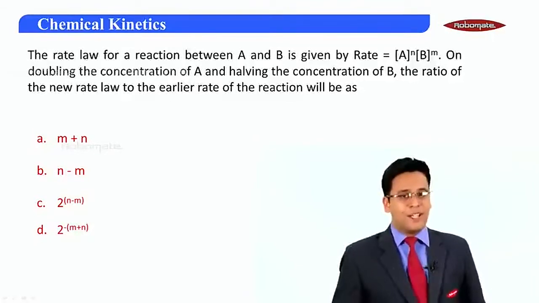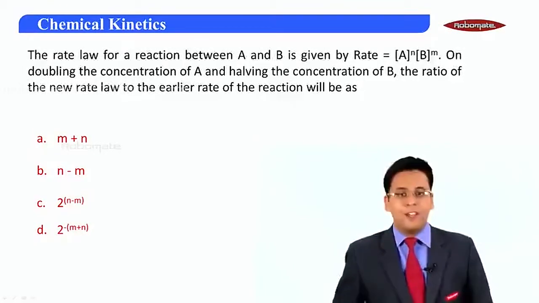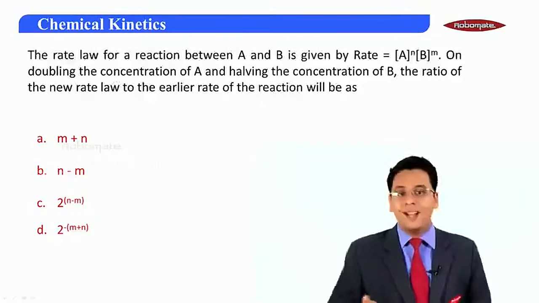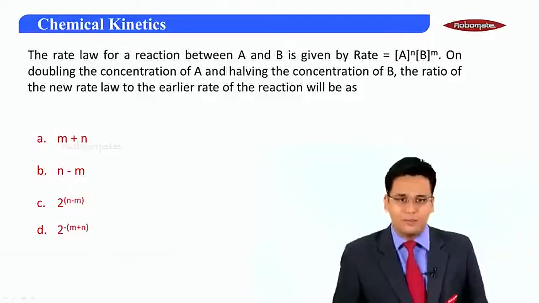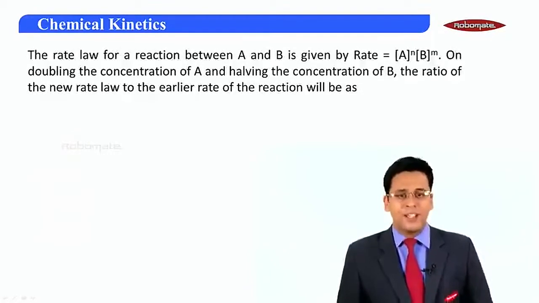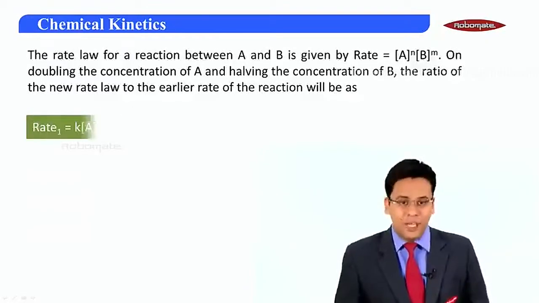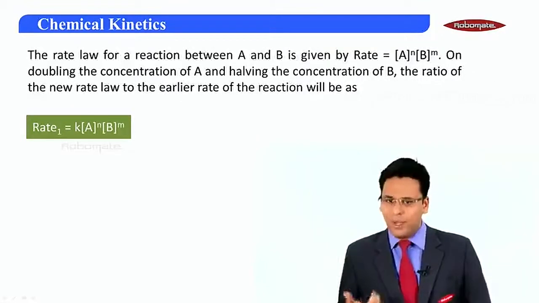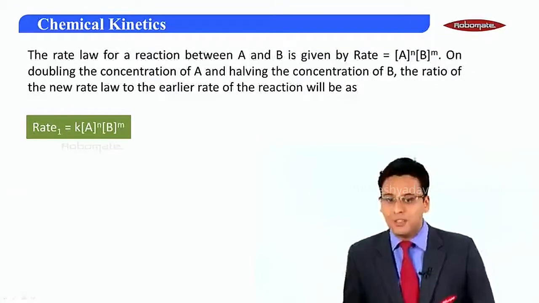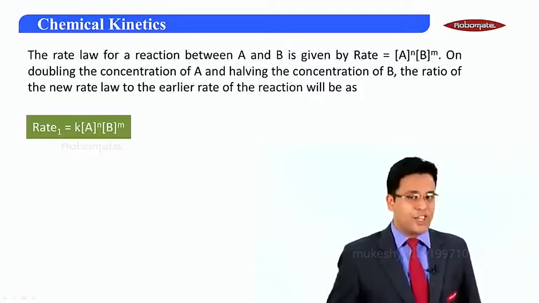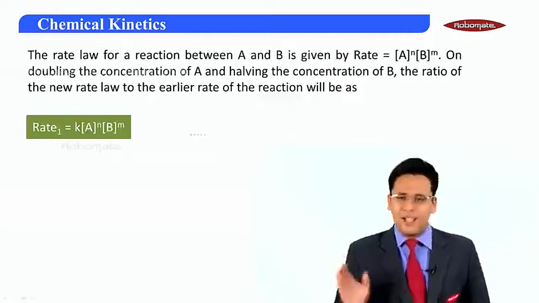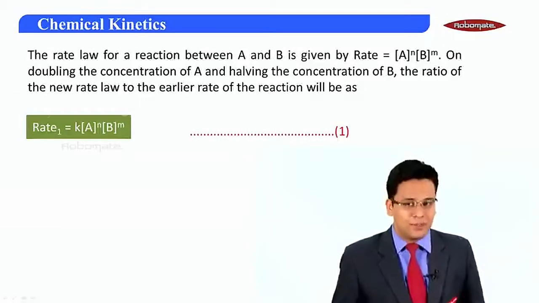So here we've been given a rate equation. When we fiddle with the concentration, we get another rate equation. When we find the ratio, we will get our answer. Pretty straightforward. So let's write the first rate law, that is rate 1, of course, since it's the first equation, is equal to k into [A]^n into [B]^m. Let's mark this as the first equation.